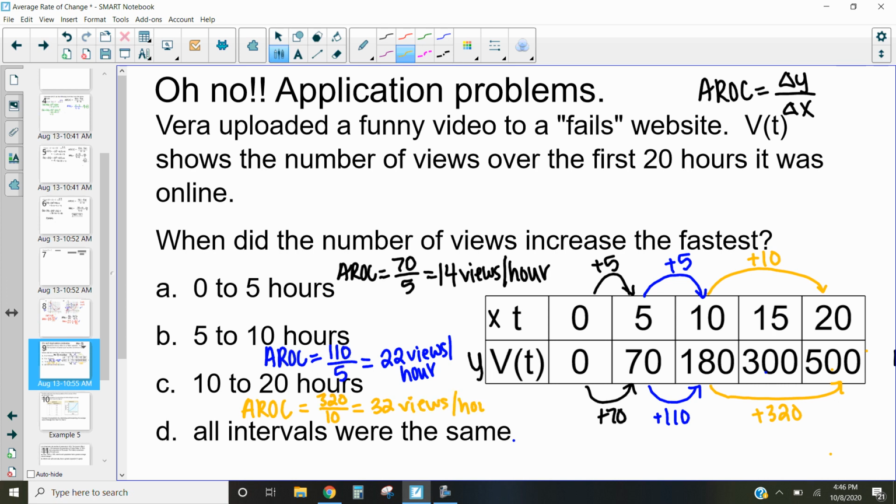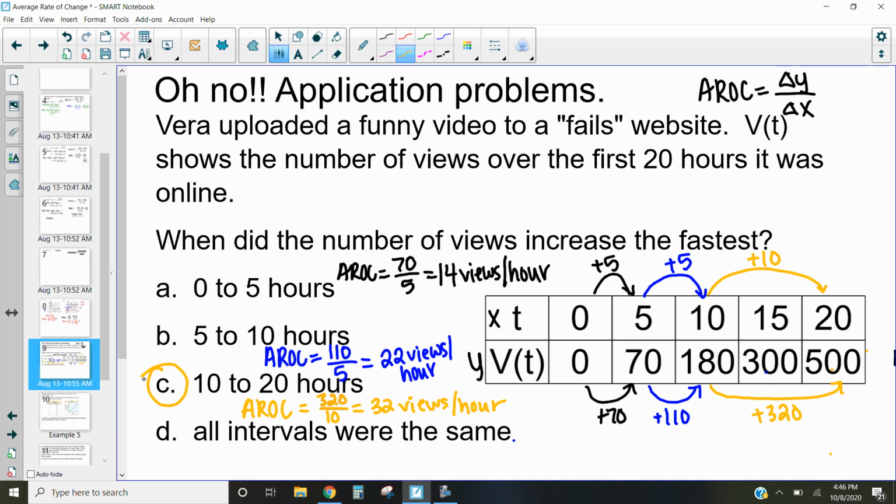per hour. That is so much more. That's 10 more views per hour than the 5 to 10. And that's going to be 18 more views per hour than the 0 to 5. So the longer it's been on, the higher the average rate of change is. And that's kind of what we're looking at there.